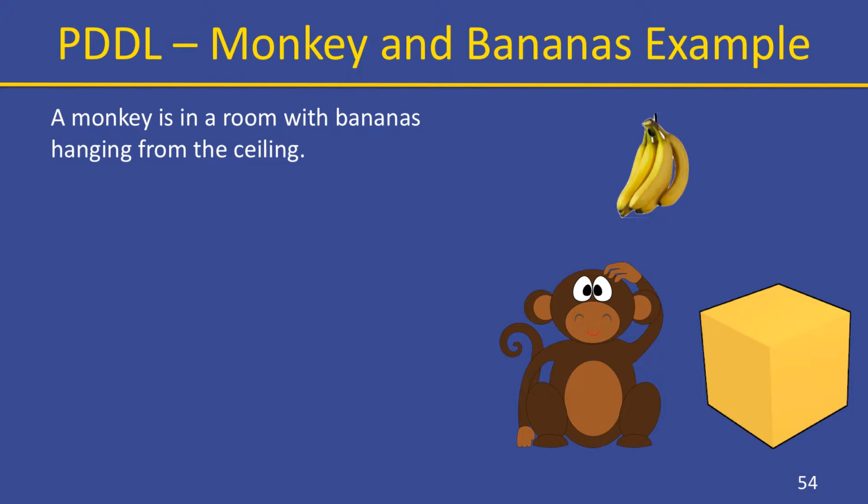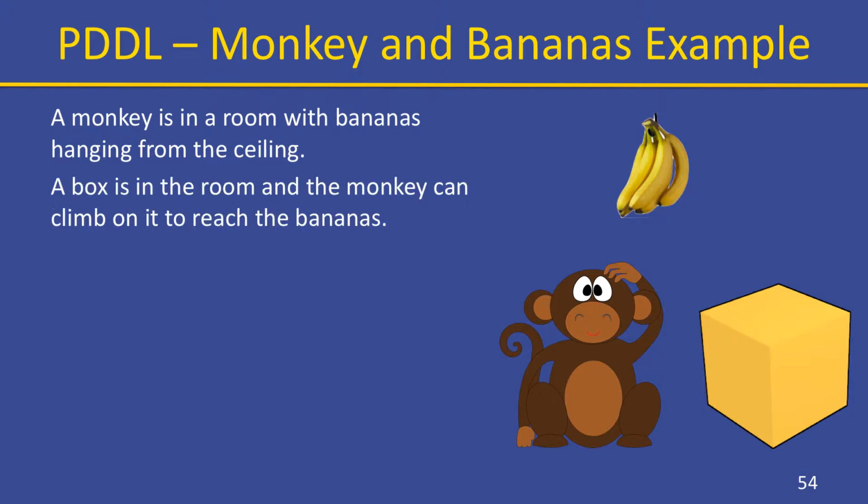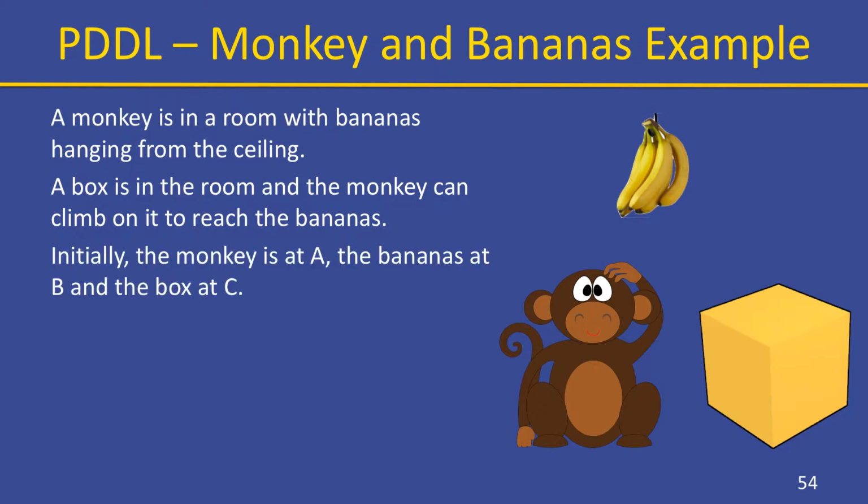So here's our problem. We have a monkey in a room with bananas hanging from the ceiling. There's a box in the room, and the monkey can climb on the box to reach the bananas. Initially, the monkey is at location A, the bananas are at location B, and the box is at location C.